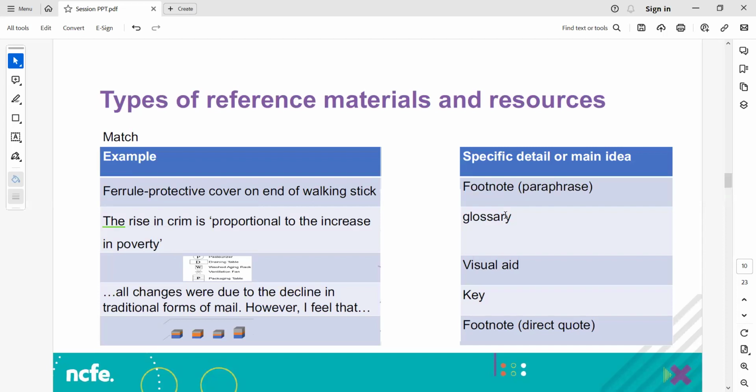So we've talked about these terms, footnote. So it could be something has been paraphrased. So we've got two footnotes there. So paraphrase, and we've got footnote direct quote.